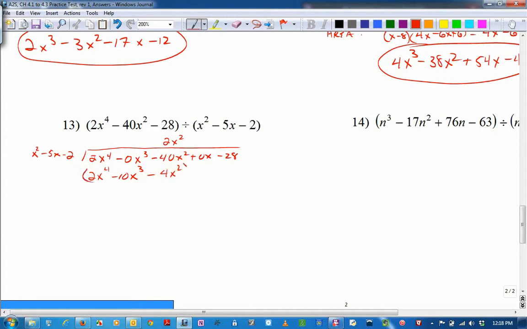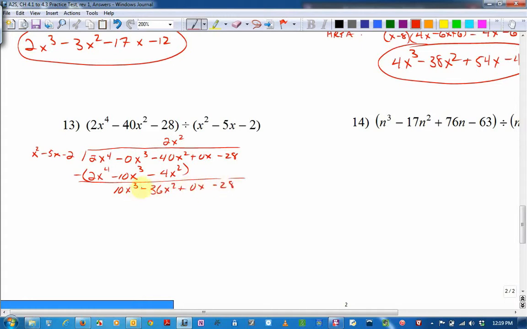Okay, let's subtract. So 2 minus 2 is 0. 0 minus a minus 10, that's a plus 10x cubed. 40 minus a negative 4, that would be a negative 40 plus 4. That would be minus 36x squared plus 0x minus 28.